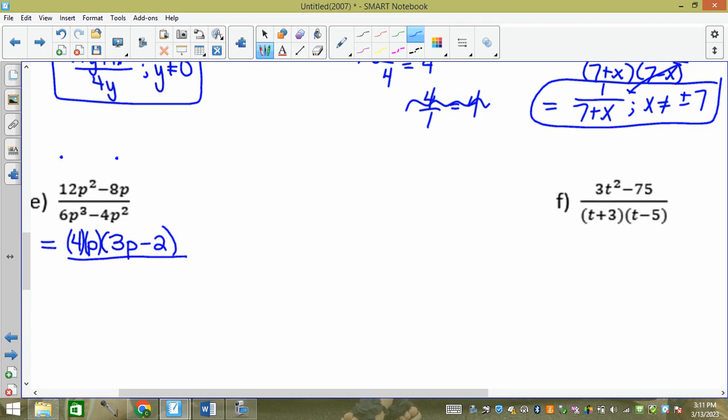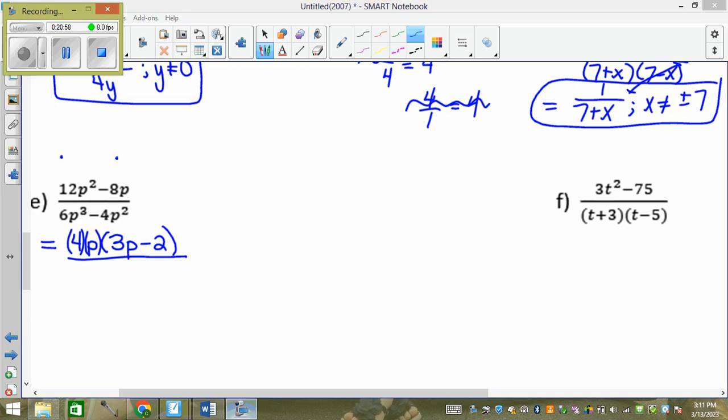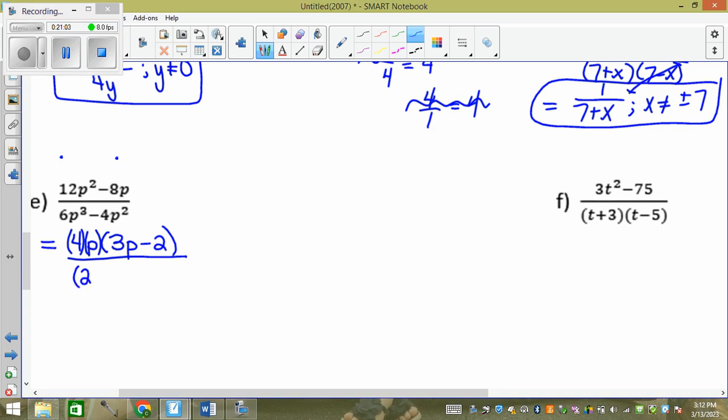What can I do to the denominator? Take out a 2p. See if you can get the NPVs. So I can take out a 2 and a p. When I take a 2p out of 6p cubed, what am I left with? Oh, instead of taking out a 2p, what did I take out? 2p squared. So 6p cubed, take out a 2p squared, I'm left with 3p. And then minus 4p squared, take out a 2p squared, I'm left with 2. And I'm seeing things matching, and it's making me feel a little more confident in what I'm doing, right? Things should match.